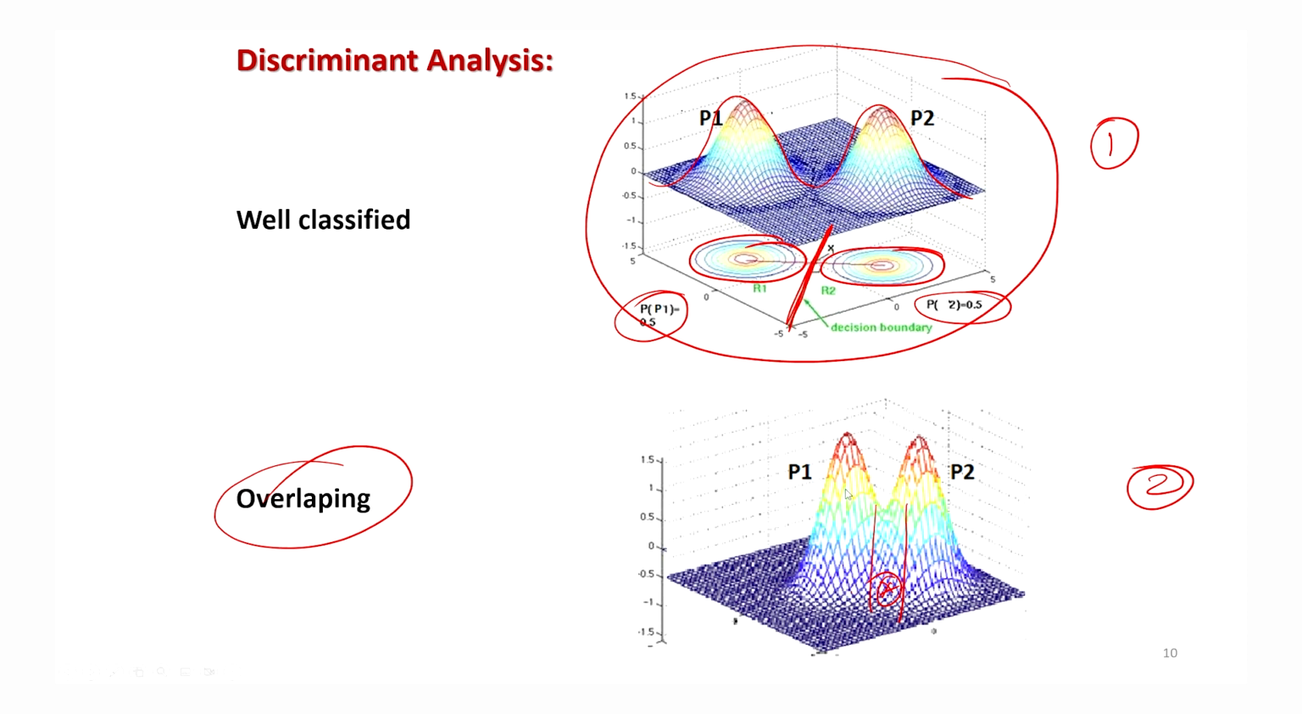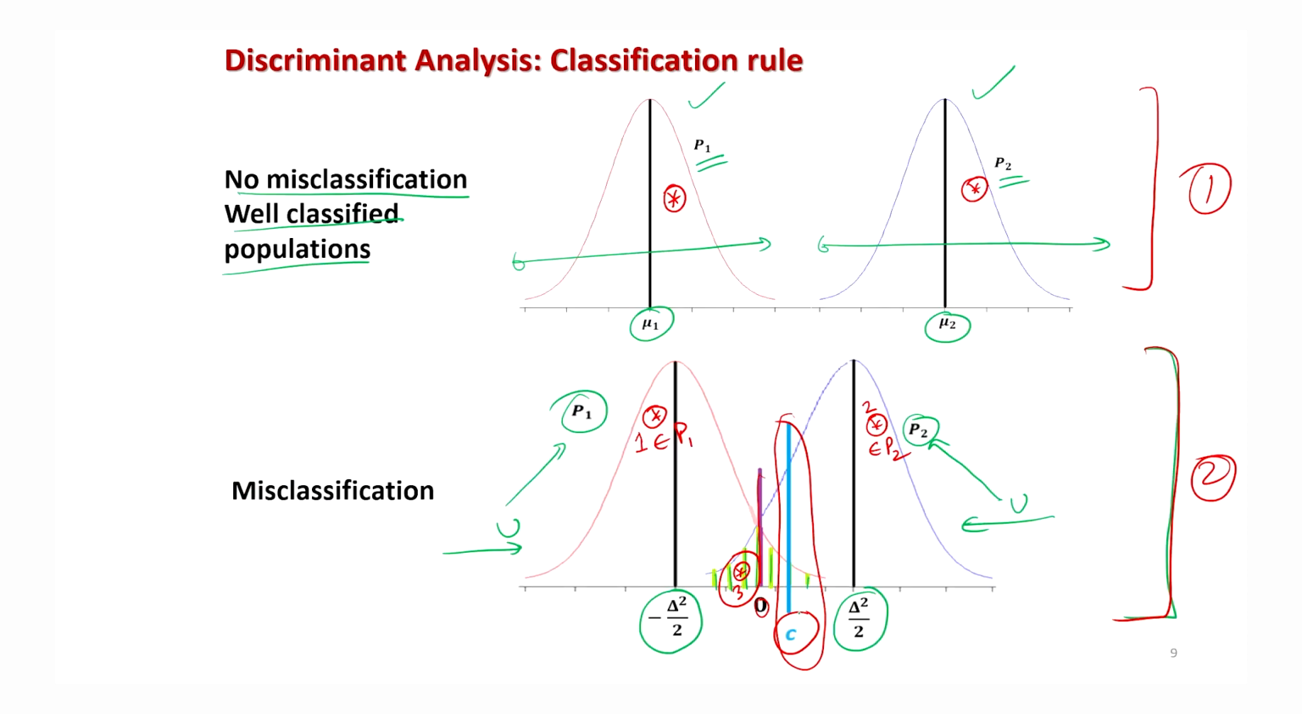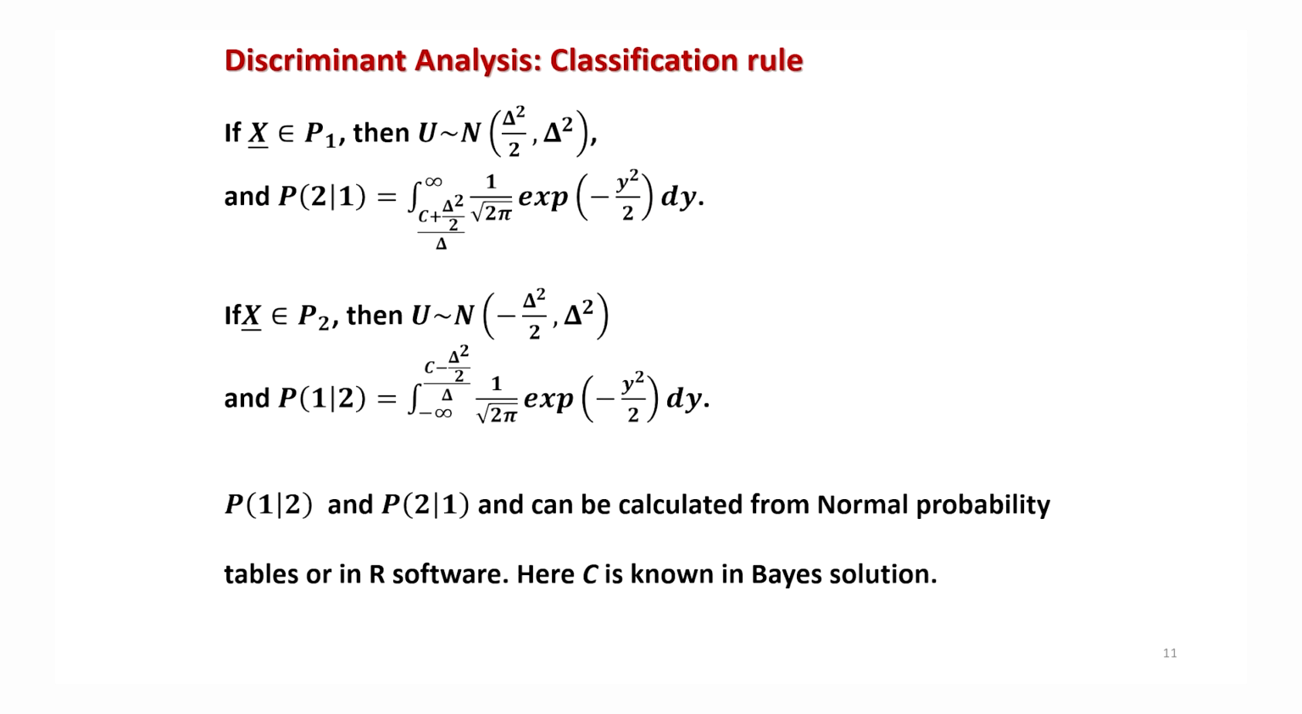So we would like to know how we are going to compute the probability of this misclassification at, say, point C, which is here like this. So let us try to understand it. Now we try to understand how we are going to compute the probabilities of misclassification.